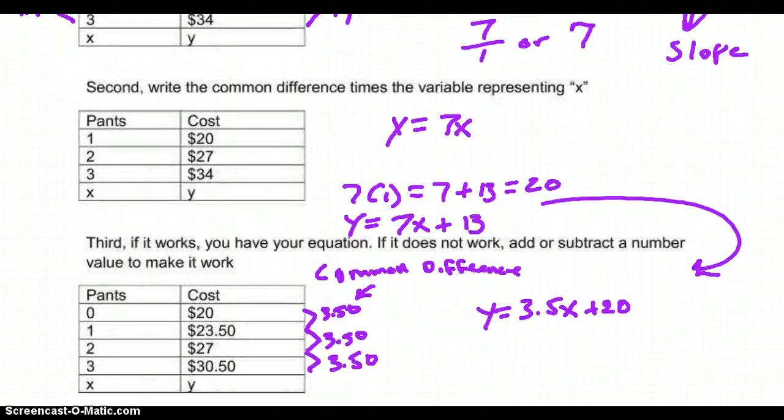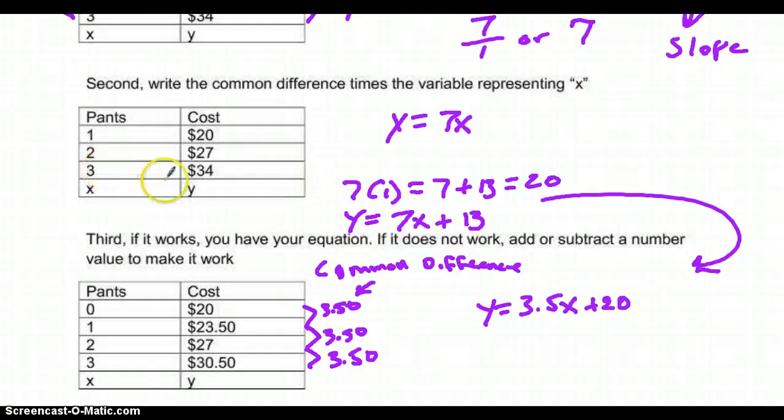I'm down at part 3, and here we had 7, putting in 1 for x. 7 times 1 is equal to 7. So where did we get 20 from? Well, you either add or subtract a number. So here we need to add 13, and 7 times 1 is 7, plus 13 does give us 20. 7 times 2 is 14, plus 13 is 27. And 7 times 3 is 21, plus 13 is 34. So we can come up with the equation y is equal to 7x plus 13.